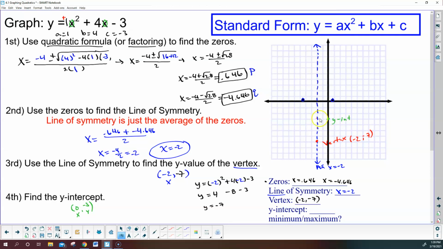But that's 2 units away from the axis of symmetry. So let's reflect it over and just get another point to make this graph a little more accurate. And there you go. Whoops, I didn't put this down. 0, negative 3. We know that this is a minimum value because it's the lowest point on the graph at negative 7.